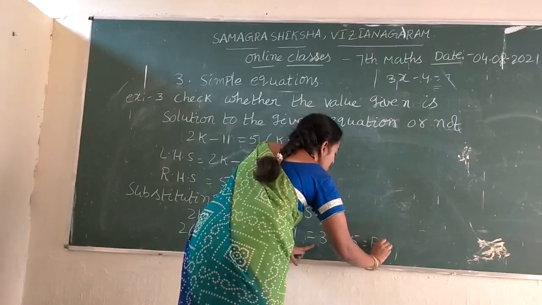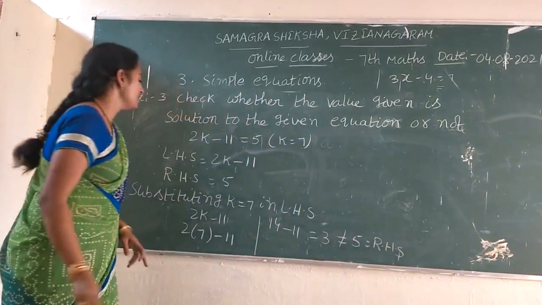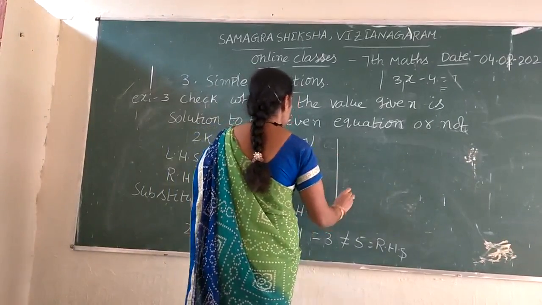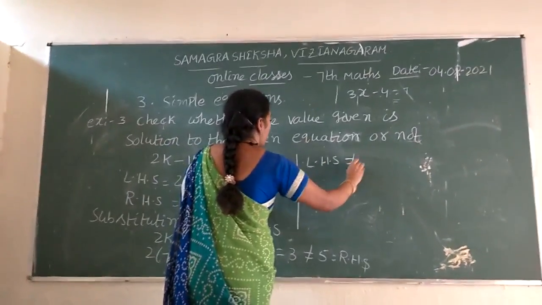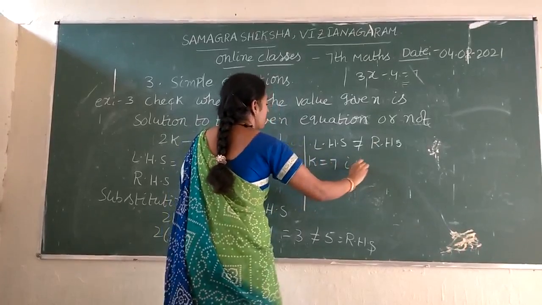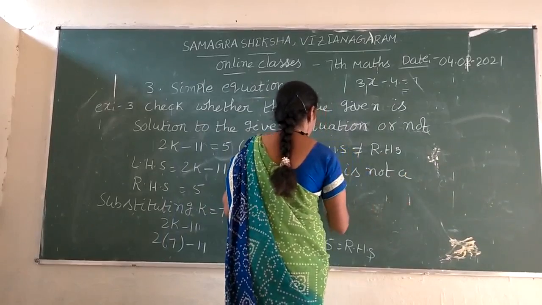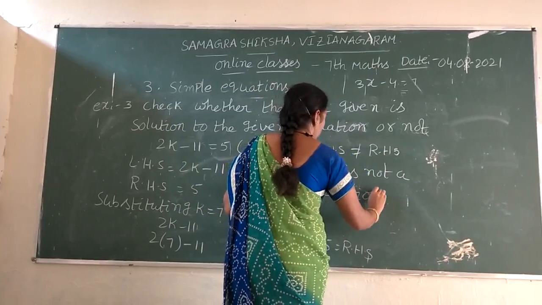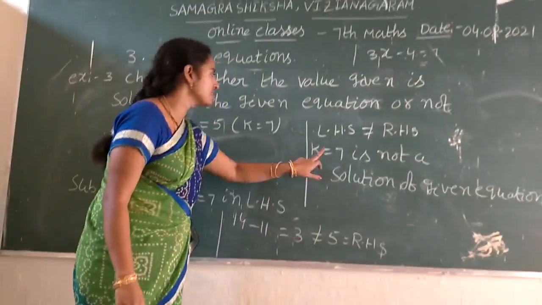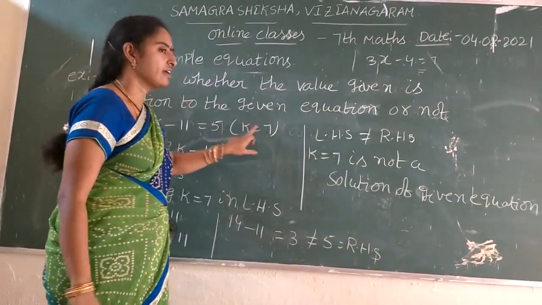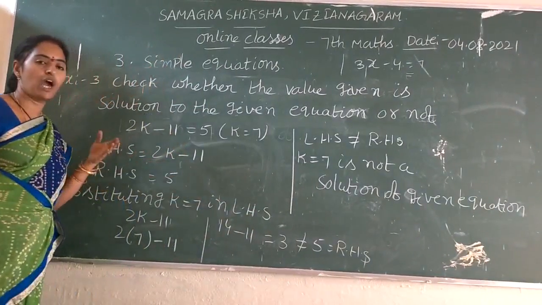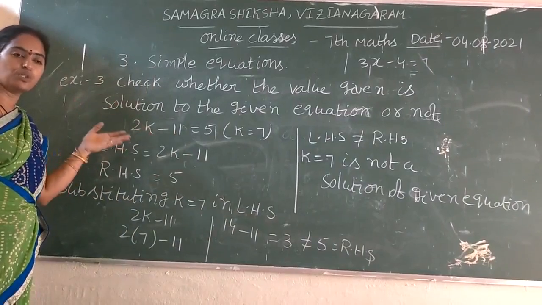So here LHS is not equal to RHS. So k equal to 7 is not a solution of the given equation. In this way, we have to verify whether the variable value is a solution or not.